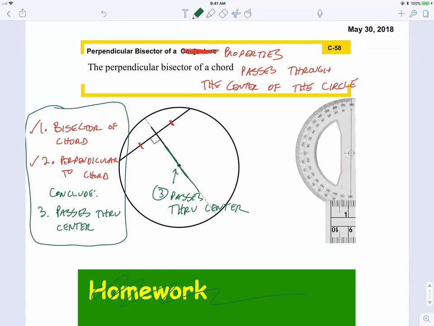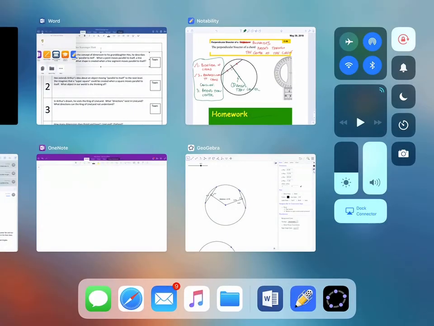So again, those are the same three conditions from before. They're just in a different order. So I want you to kind of think of those three. You got to know those three things about a chord. If the line bisects the chord, if it's perpendicular to the chord, then it passes through the center. Or I can choose another two. If I knew it was perpendicular to the chord and it passes through the center, then it must bisect the chord. Or if I knew it was the bisector of the chord and it passes through the center, then it must be perpendicular.